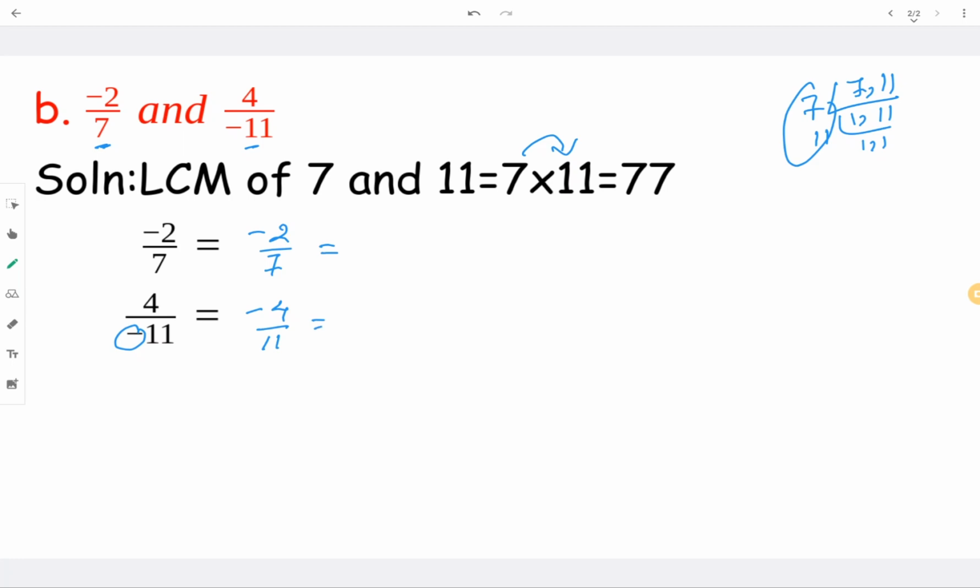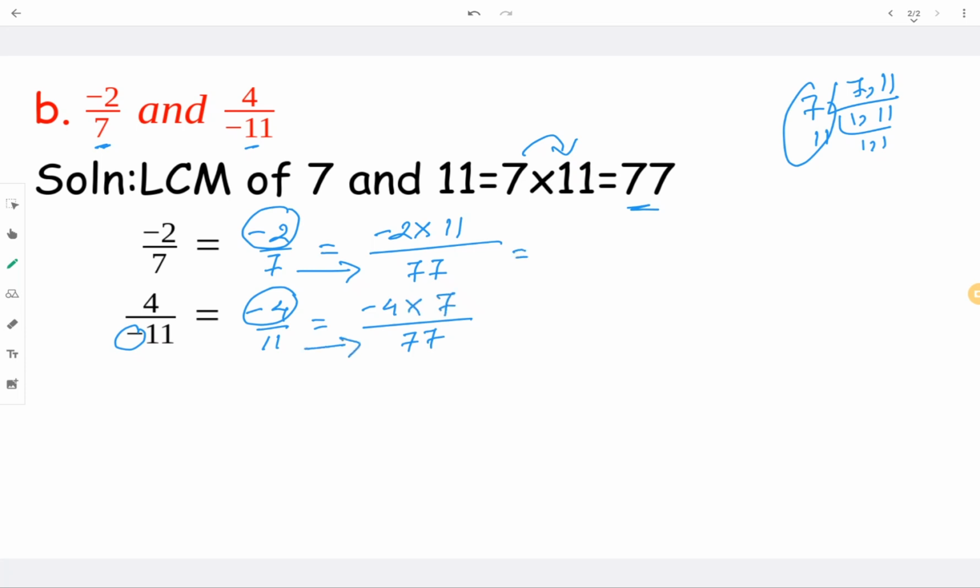Alright, now I already know what my LCM is. My LCM is 77. So I'm going to write down 77 here, 77. Once you're done with that, write the numerator. My first numerator is how much? Minus 2. Then put the multiplication sign. 7, how many times are 77? 7, 11 times, right? Do the same thing again. My numerator is minus 4. I'm going to write down minus 4 into 11. How many times are 77? 11 sevens are 77. Then if I multiply minus 2 into 11, I'll have minus 22 by 77. Same thing here. Minus 4 into 7, minus 28 by 77.